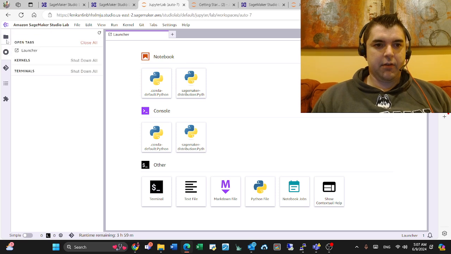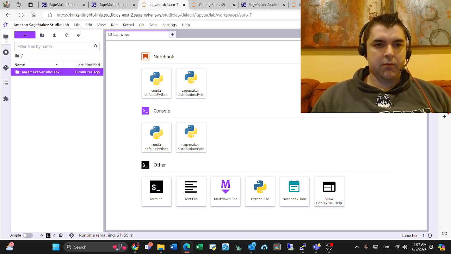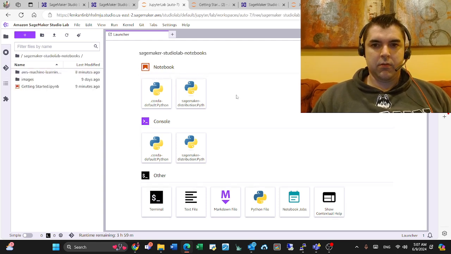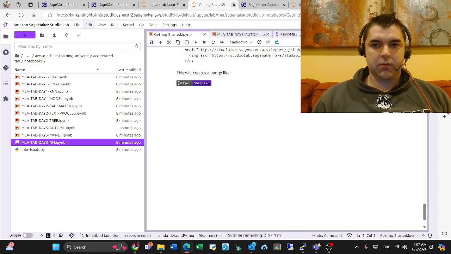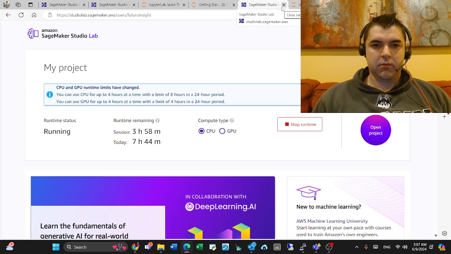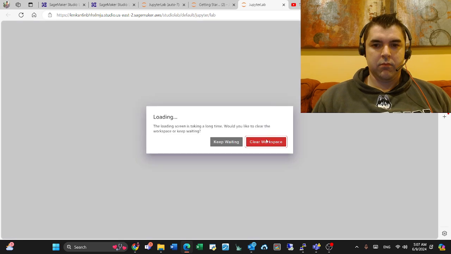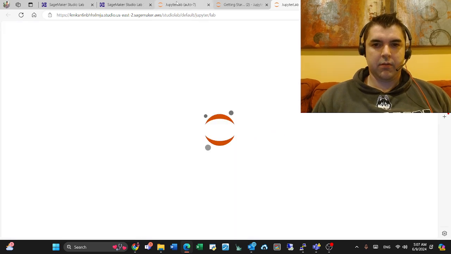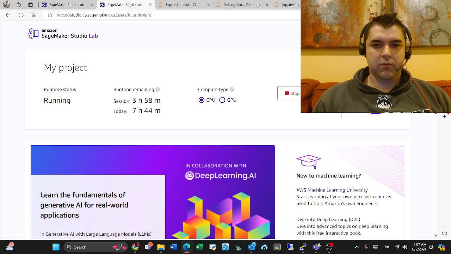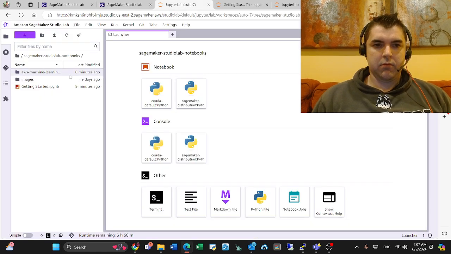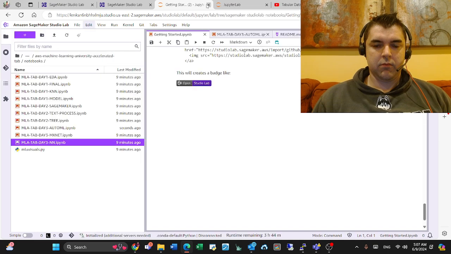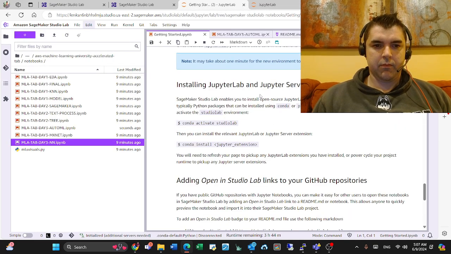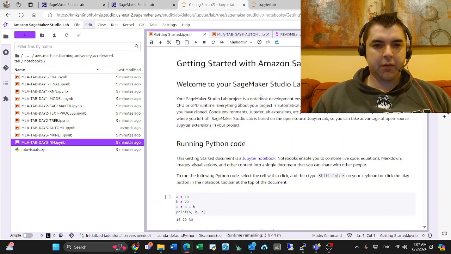Okay, this is just not loading. Clear workspace. I thought this was going to teach me about Gen AI, not just machine learning.